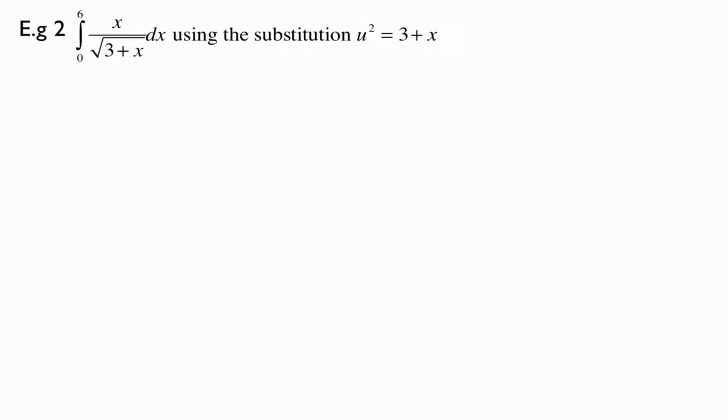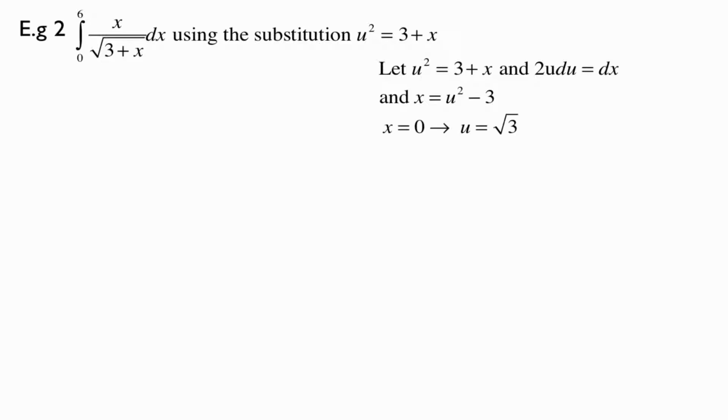There's more than one way of actually doing this particular integral, but you're told in this case you have to use the substitution u squared equals 3 plus x. Well, letting u squared equal 3 plus x and differentiating both sides, we get 2u du equals dx. Therefore, x is u squared minus 3. To make this problem simpler, we'll actually just change our limits as well.